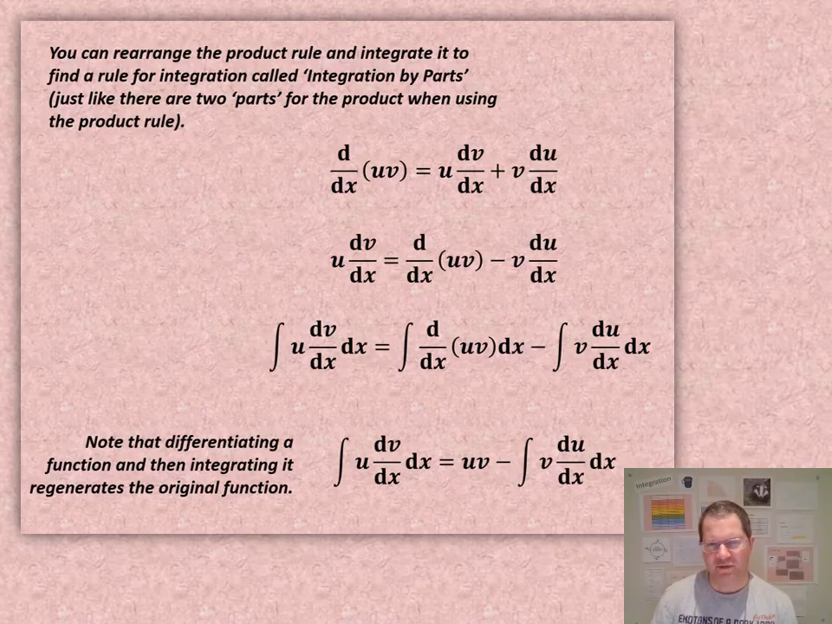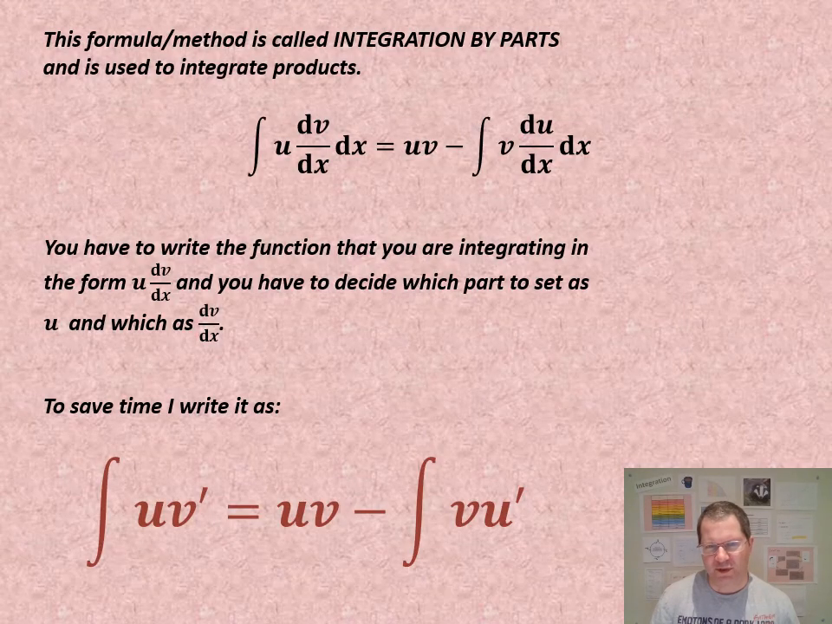So if we make u dv by dx the subject and integrate it, we get a middle term of the integral of d by dx of uv with respect to x. So that's basically differentiating and integrating something, so we end up just with uv. So our formula at the bottom, the integral of u dv by dx with respect to x is equal to uv minus the integral of v du by dx with respect to x. So this formula is called integration by parts.